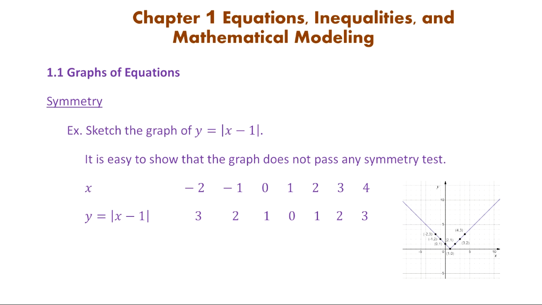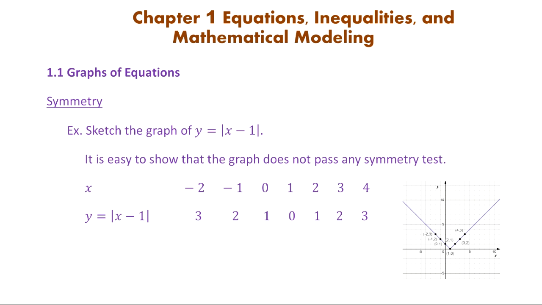Then choose x equal to 3. So y equals the absolute value of 3 minus 1. 3 minus 1 is 2. Absolute value of 2 is 2. And then finally we choose 4 for x. So we get y equals the absolute value of 4 minus 1. 4 minus 1 is 3. So the absolute value of 3 is 3.